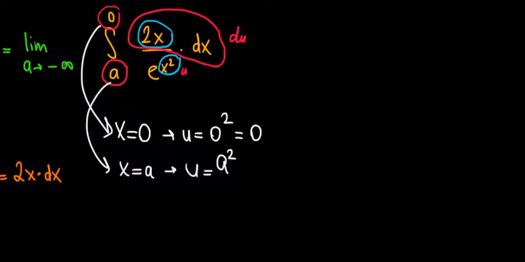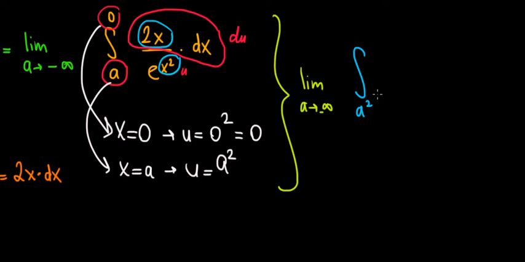Now with this in mind, we could write this entire expression in a different way. So let's see how we're going to do that. From here we'll have the limit when a approaches negative infinity, and we'll have the definite integral from a squared to 0, and we're left over here with du divided by e to the power of u. Okay, what's that? Let's just rewrite it in a different way to see how we can solve it.